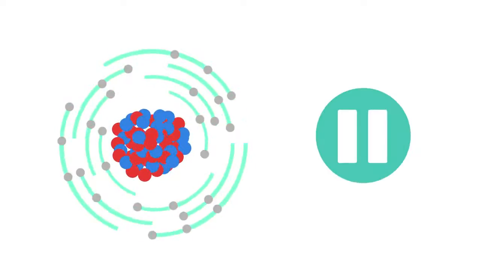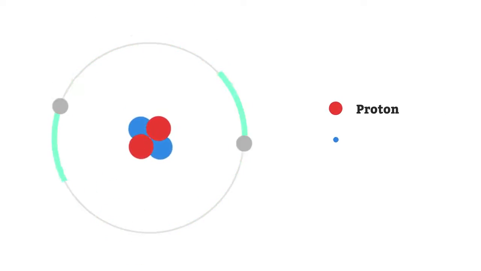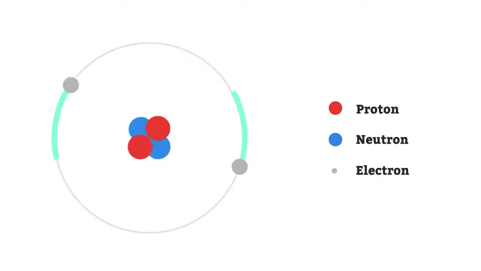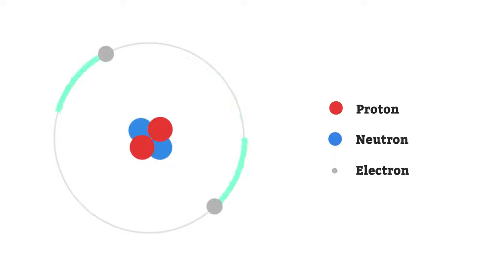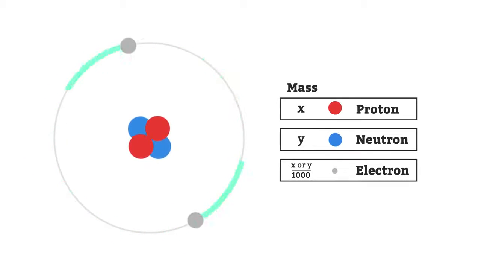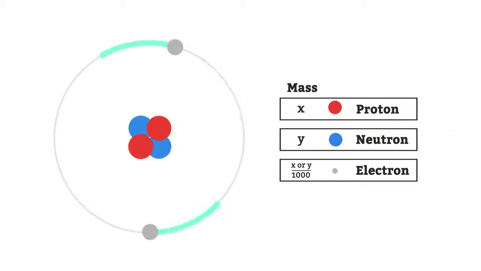Pause the video for a moment whilst you think. Atoms are made up of protons, neutrons, and electrons. Protons and neutrons sit in a small central nucleus, whilst electrons orbit around the outside. The mass of an electron is about 1/1000th of the mass of a neutron or proton, which means that almost all the mass of an atom is concentrated in the centre, at the nucleus.